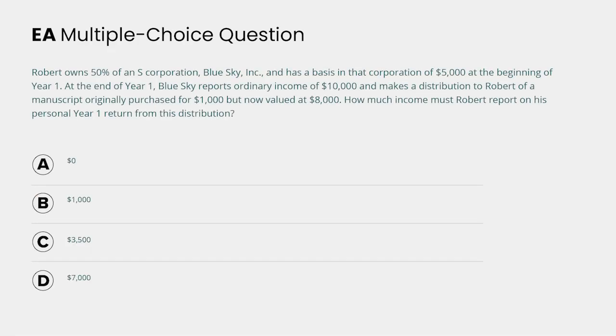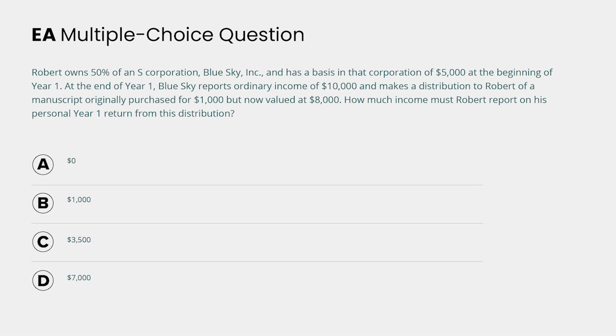Robert owns 50% of an S corporation, Blue Sky Inc., and has a basis in that corporation of $5,000 at the beginning of year one. At the end of year one, Blue Sky reports ordinary income of $10,000 and makes a distribution to Robert of a manuscript originally purchased for $1,000 but now valued at $8,000. How much income must Robert report on his personal year one return from this distribution?